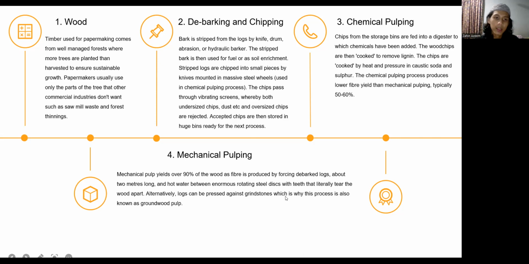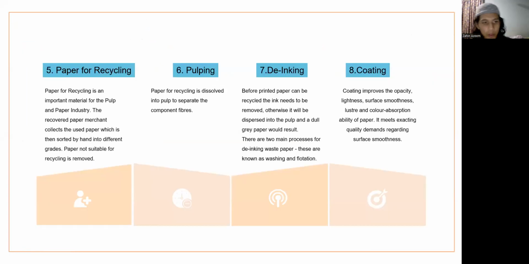So next, this is the second part, the process to create paper by recycling. First is paper for recycling. Paper for recycling is an obviously important material for the pulp and paper industry. The recovered paper merchant collects the used paper, which is then sorted by hand into different grades. Paper not suitable for recycling is removed. After that, we go to pulping.